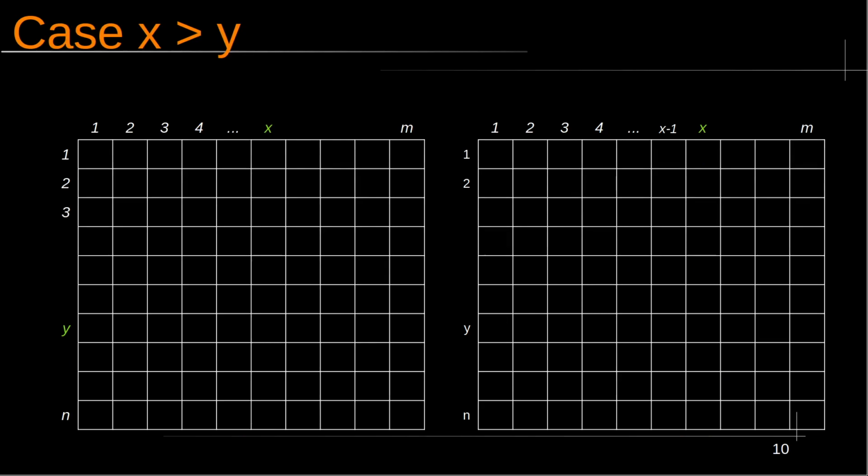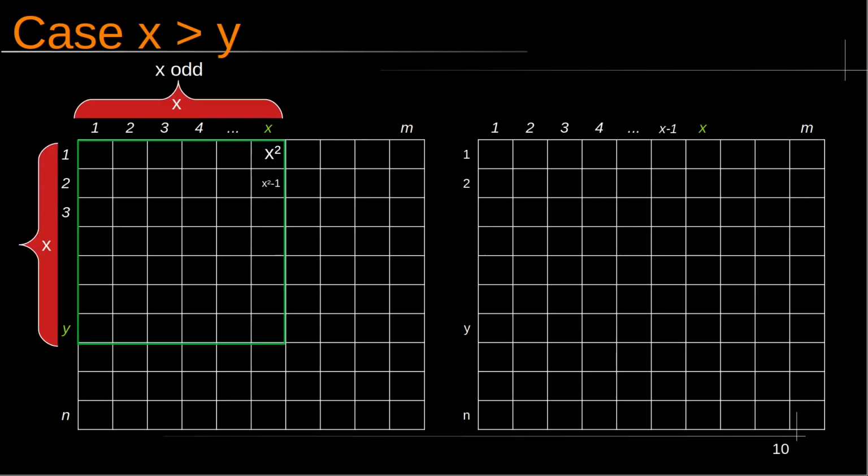So in the general case where x is greater than y, and if x is odd, we can use this square and we can compute the elements here. That row 2, for example, row 2 column x is x square minus 1. Here at row 3, x square minus 2. So at row y, it is x square minus y plus 1. Same logic as the previous case.